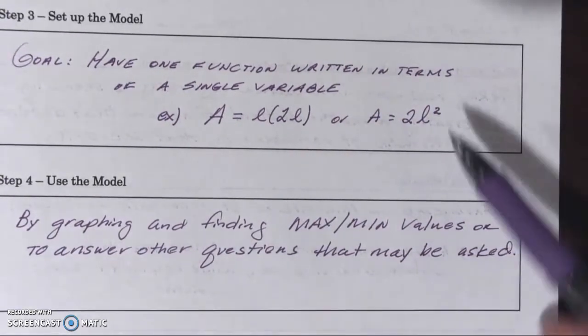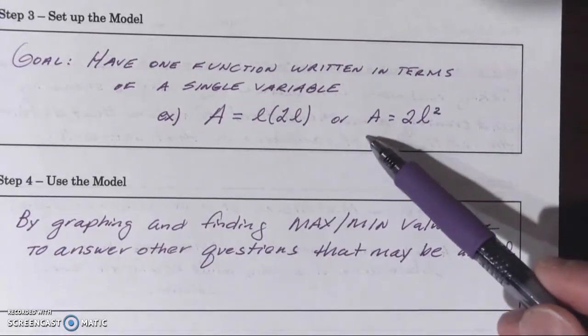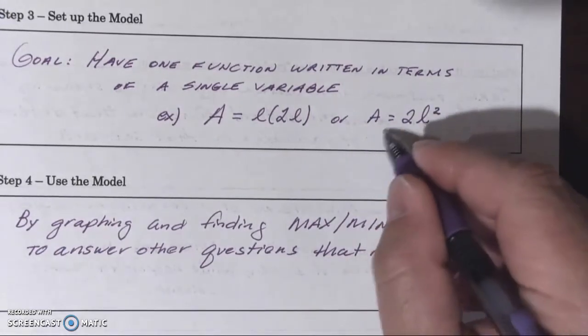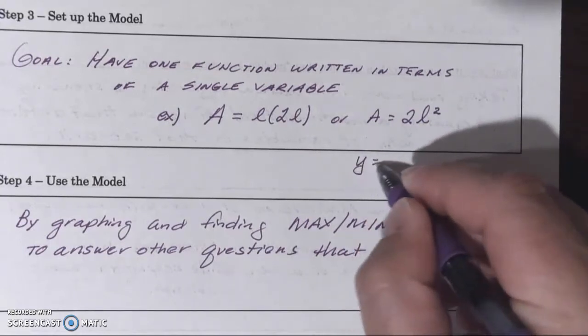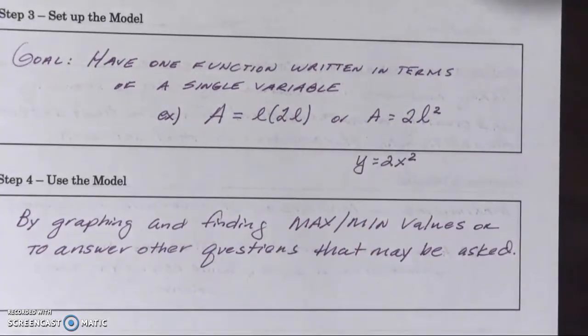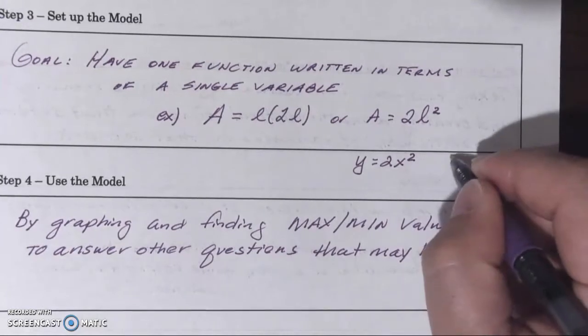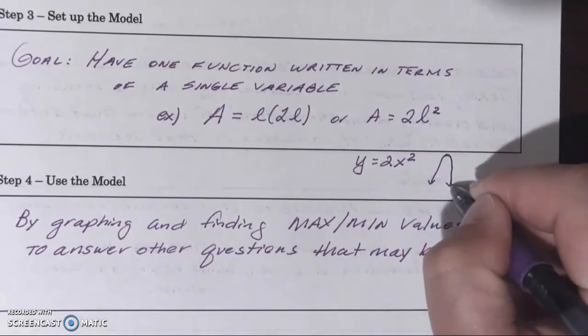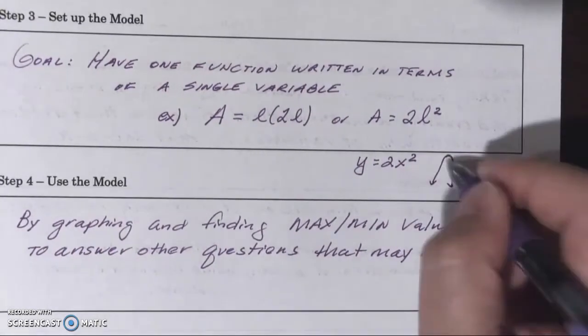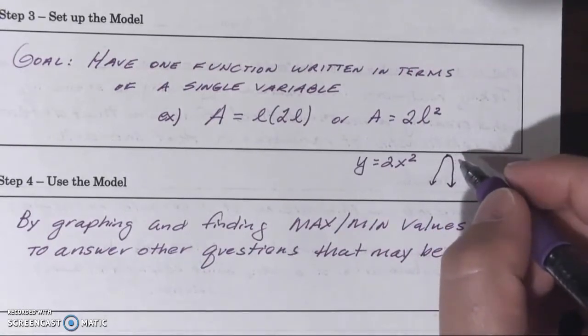Something like, okay, could we plug this in, call this like y? All right, if you were plugging it into your calculator, really this would be something like y equals 2x squared. Okay, y equals 2x squared would look like an upwards facing parabola.